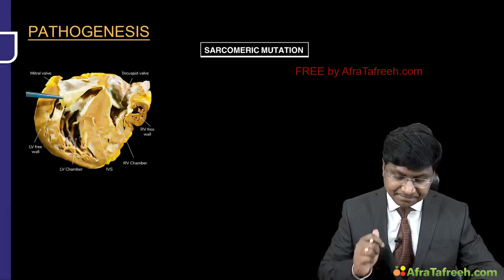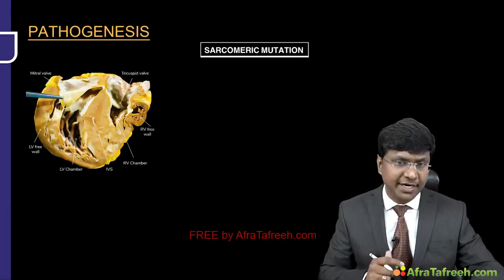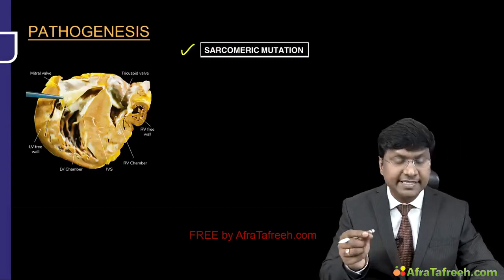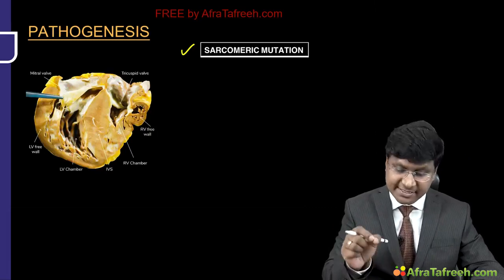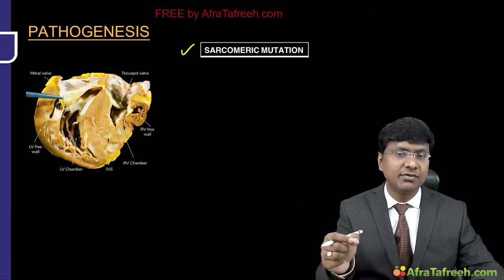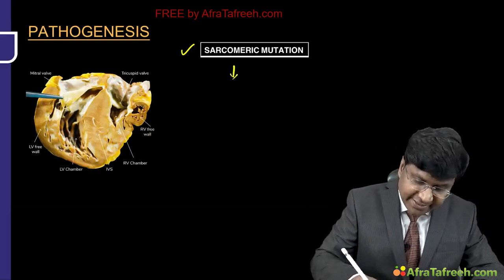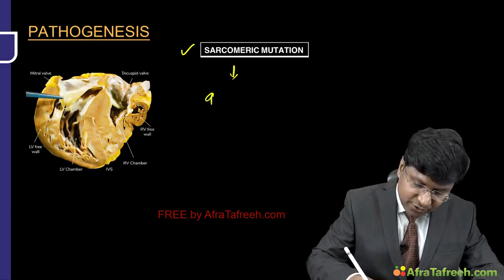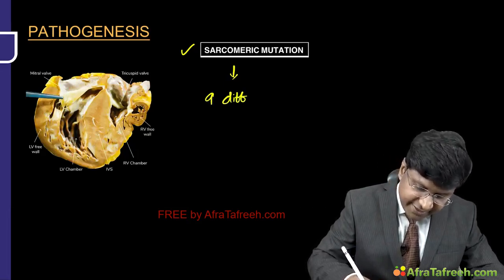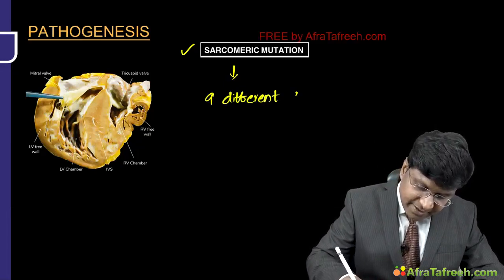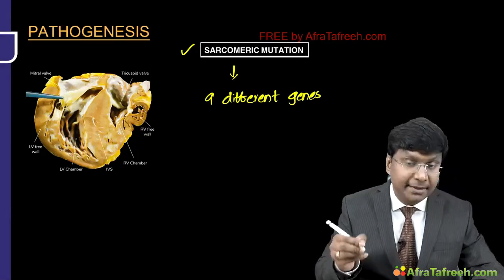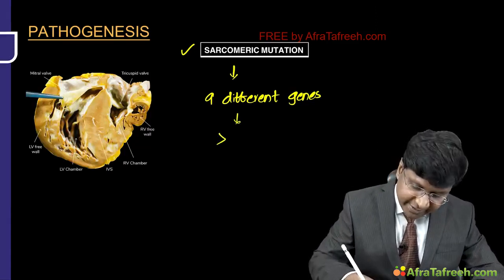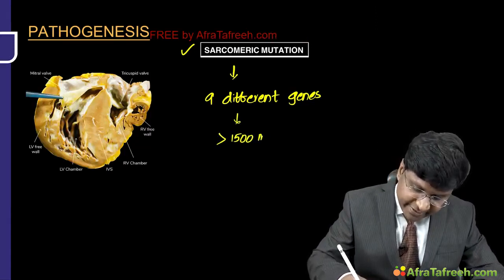If you see the pathogenesis of hypertrophic cardiomyopathy, it is mainly because of gene mutation. Because of the gene mutation, there will be abnormality within the sarcomere; that is, sarcomeric mutations will develop. In total, 9 different genes are being mutated, and there will be more than 1500 mutations across these 9 genes.